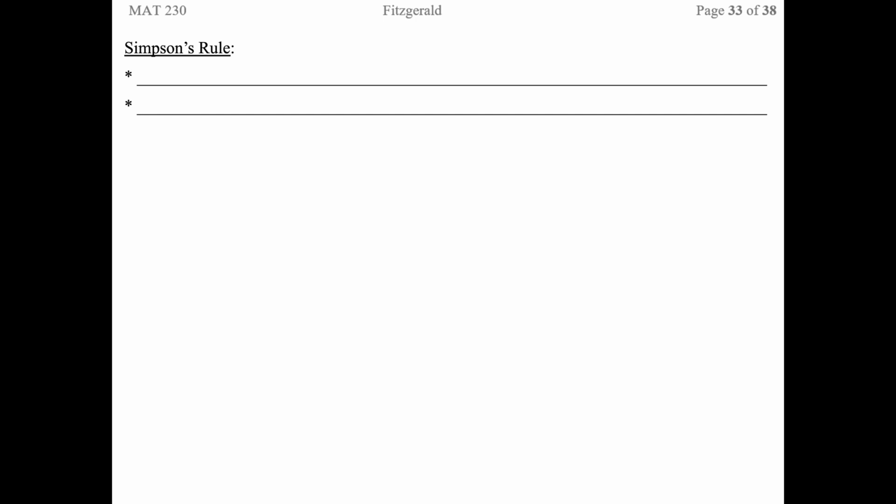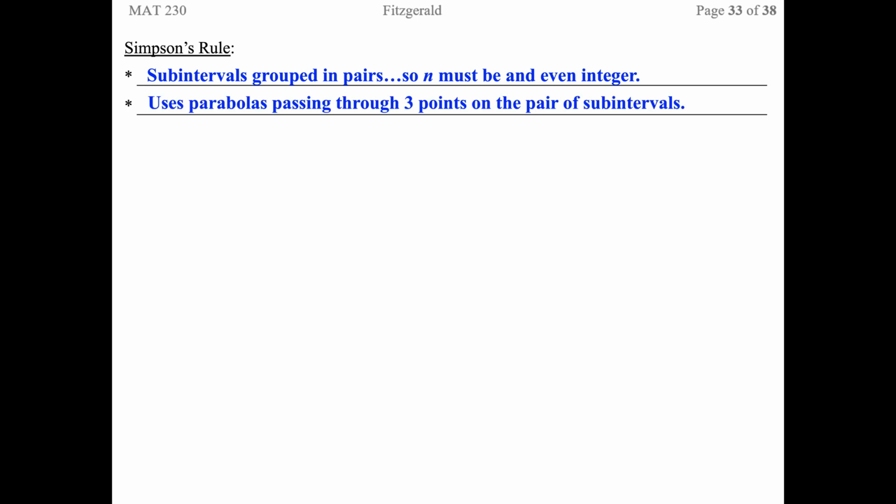Alright, so part 3 video of 8.7, we're going to be talking about Simpson's Rule. Simpson's Rule has subintervals grouped in pairs, so n has to be an even integer. And here we're not going to use rectangles or trapezoids, but we're going to use parabolas passing through the 3 points on the pair of our subintervals.